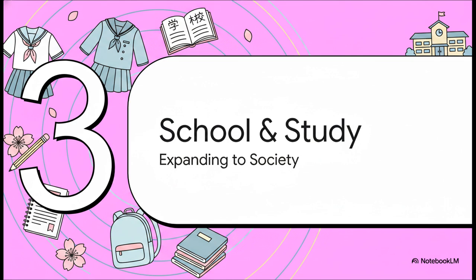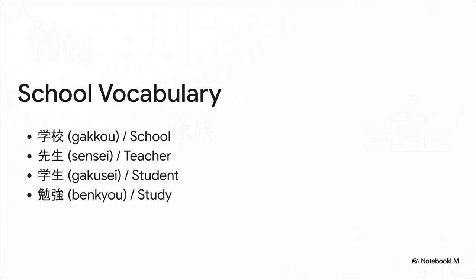Okay, for our final section, we are expanding our circle one last time, right out into society. Section 3, School, Teachers, and Study. Here's your foundational N5 school vocabulary. We've got gakko for school, sensei for teacher, gakusei for student, and benkyou for study. Now, if you look closely at these words, you'll see a visual recurrence. The kanji sei appears in both teacher and student, and the kanji gaku appears in both school and student. Let's break those down to see exactly why.